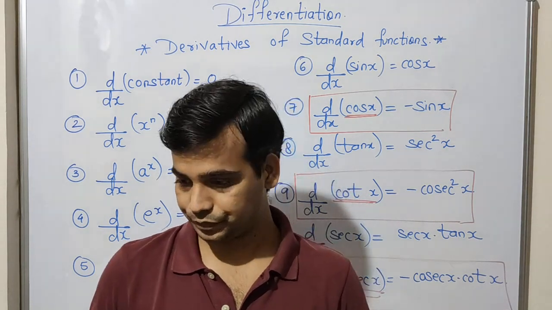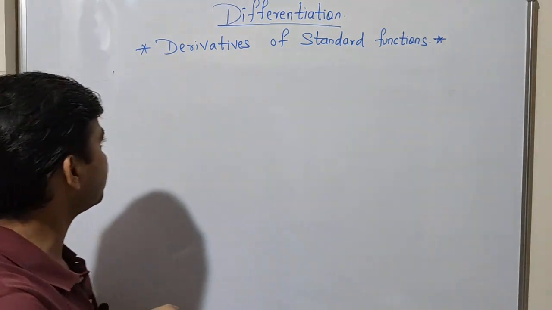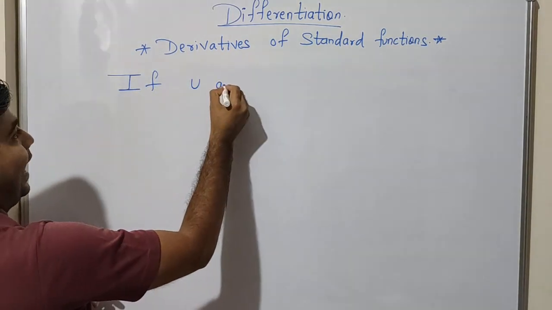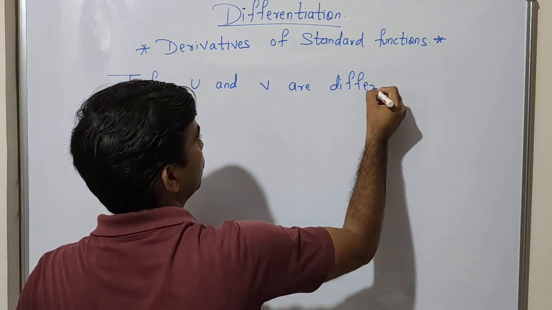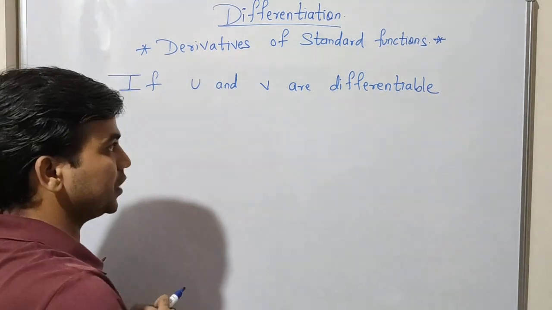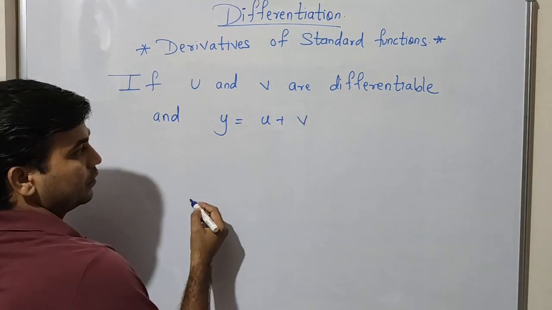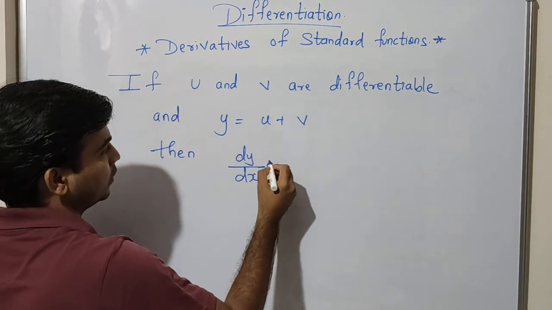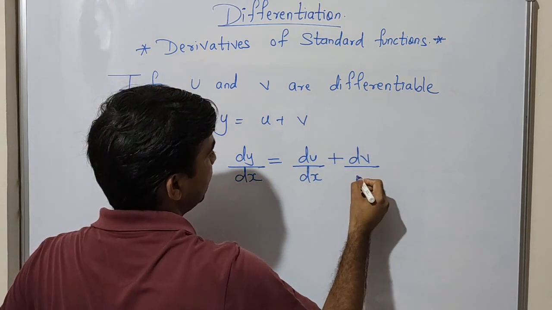Let us begin with the problems now. While solving the sum, you should know derivatives of sum and derivatives of difference. What is that? If u and v are differentiable and y equals u plus v, then dy by dx equals du by dx plus dv by dx.